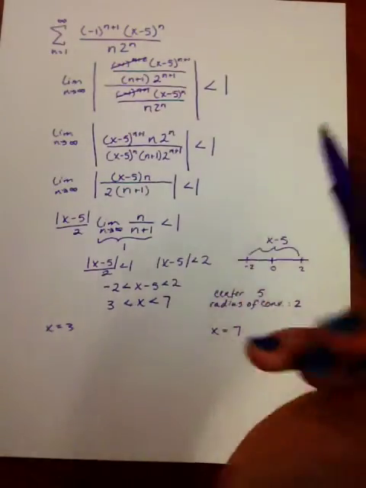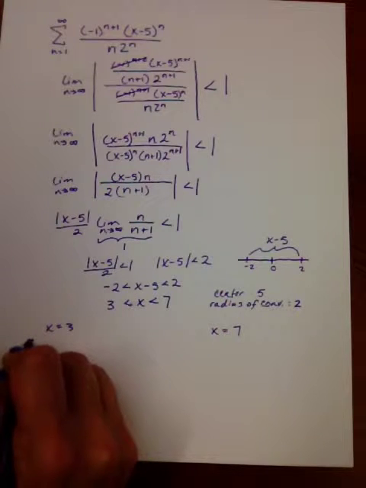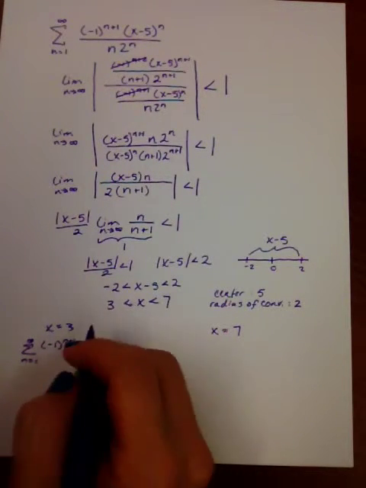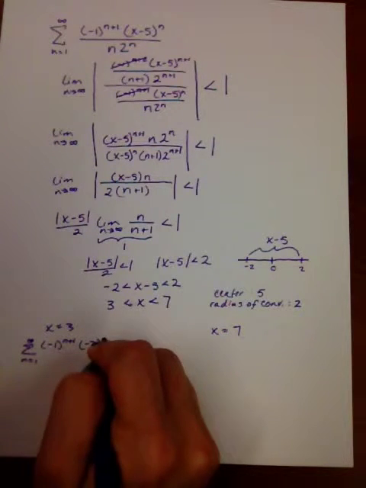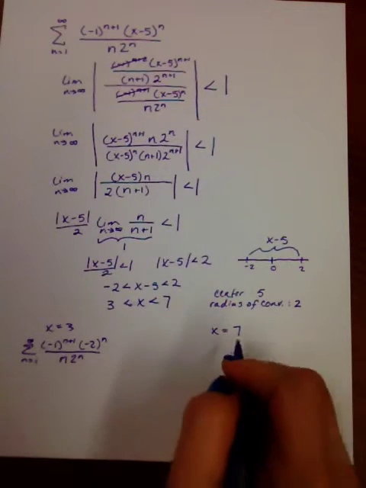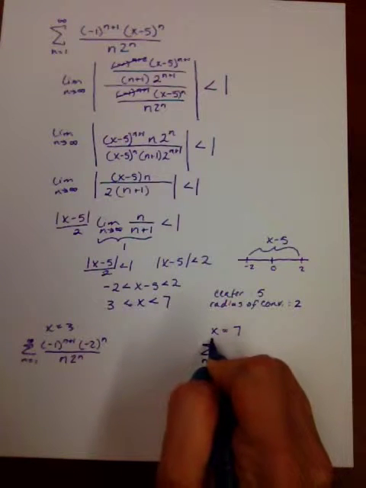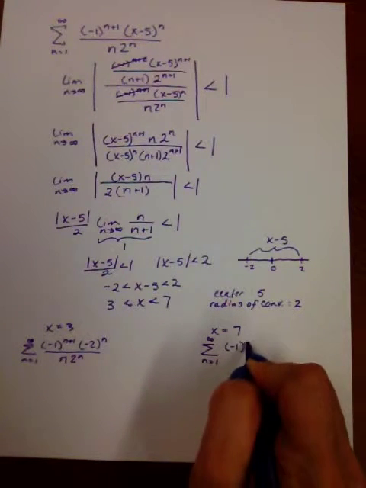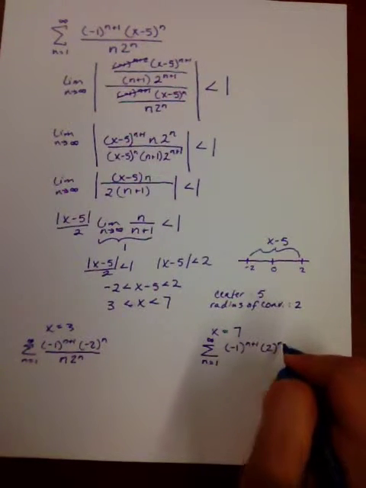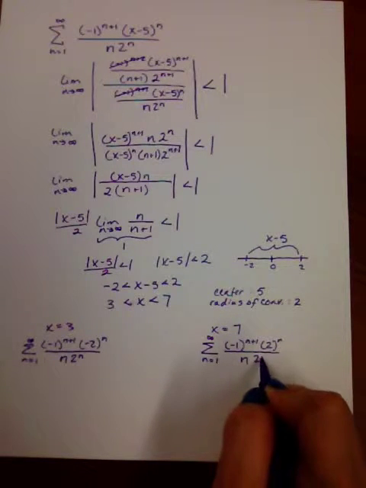So this first one will look like this: sum from n equals 1 to infinity of negative 1 to the n plus 1, and then it was 3 minus 5, so negative 2 to the n, over n times 2 to the n. For this series, I have the sum from n equals 1 to infinity of negative 1 to the n plus 1, and this time it's 7 minus 5, so that's just 2 to the n over n times 2 to the n.